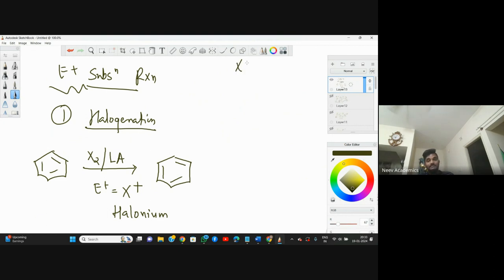What does X minus mean? Cl minus, Br minus. These are halide ions. We are not going to create these ions here. We are creating electrophiles. So one of the positions will be substituted with the X plus electrophile. Listen. What is actually happening here? The X-X molecule is there, and here we have AlCl3, some Lewis acid. A Lewis acid is a molecule which has some vacant orbital which can accept electron pairs, correct or not?